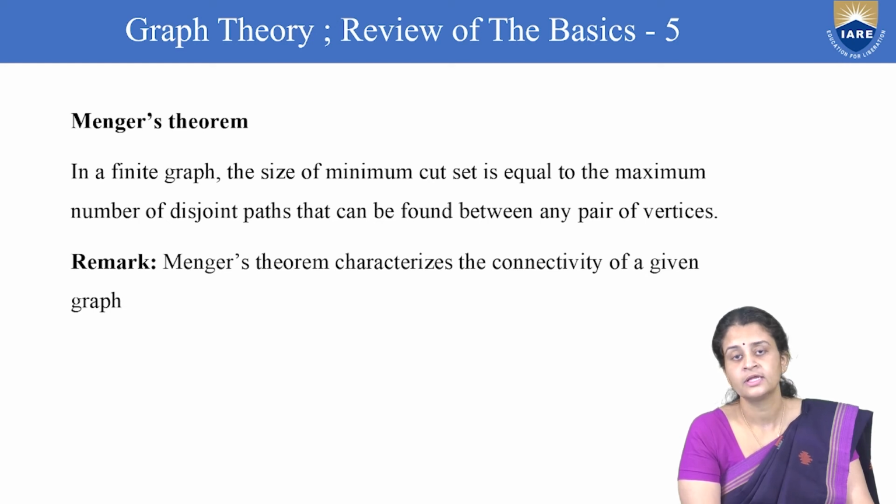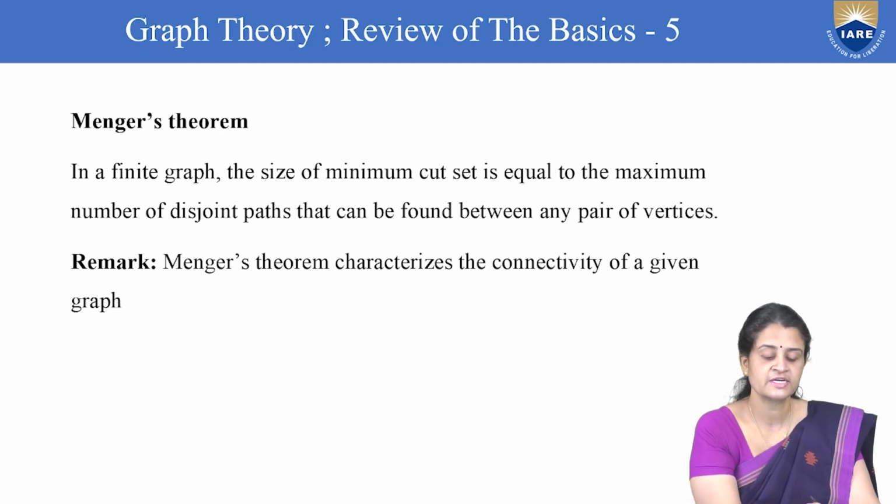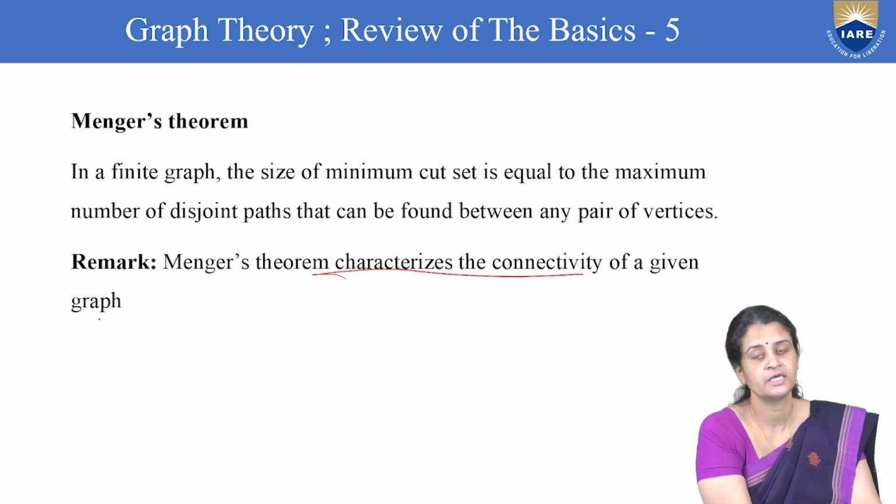That is, the minimum cut set is equal to the maximum number of disjoint paths between these two particular vertices. Menger's theorem characterizes the connectivity of a given graph. We have to find the minimum cut set so that we can find the maximum number of disjoint paths. So Menger's theorem characterizes the connectivity of a given graph.